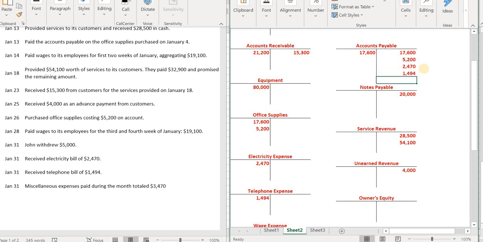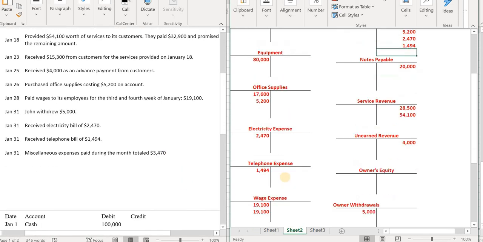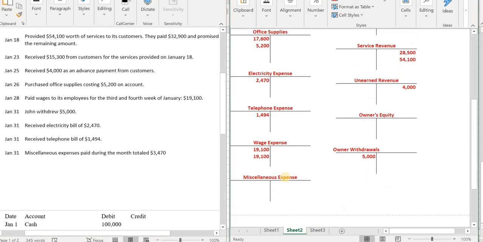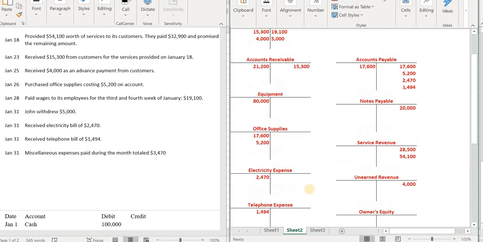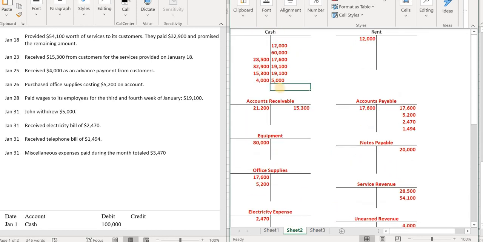And then the last transaction of the month, miscellaneous expenses paid totaled $34.70. So please record our miscellaneous expenses of $34.70 that we paid. So our expenses are going to increase, our cash is going to decrease. We paid them. So I'm debiting miscellaneous expense for $34.70, and I'm going to credit cash for $34.70.